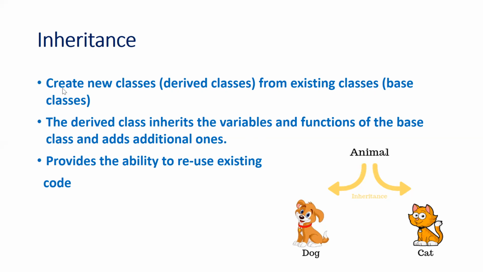So inheritance is creating a new class, meaning a derived class, from an existing class. The base class is our parent class and the inherited class is our child class. The derived class inherits the variables and functions of the base class and adds additional ones. Inheritance provides the ability to reuse existing code.